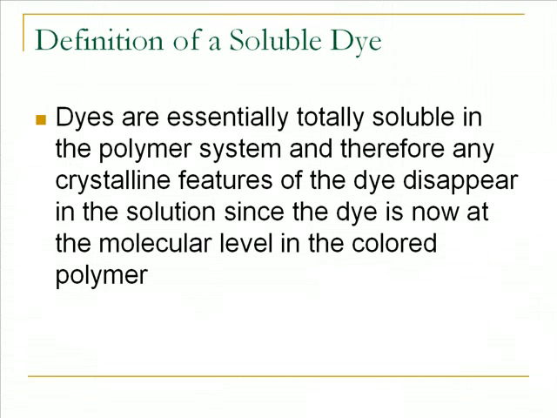The definition of a dye is that it is essentially totally soluble in the polymer system, and therefore any crystalline features of the dye disappear in solution, since the dye is now at the molecular level in the colored polymer. One thing about pigments is that a pigment can actually act like a dye when you don't want it to, especially some organic pigments. You have to be careful that you don't use the pigment at such a low level that it will become soluble in the polymer. Then you get different colors. You can actually get fluorescent colors. If it's a pigment, you don't want it to be soluble at all, but a dye you do.